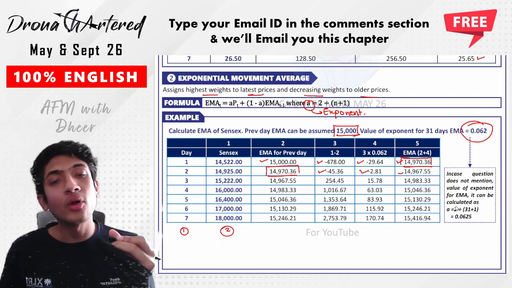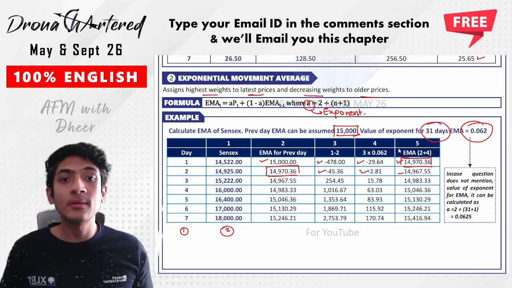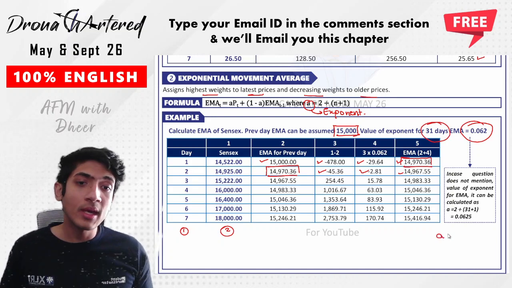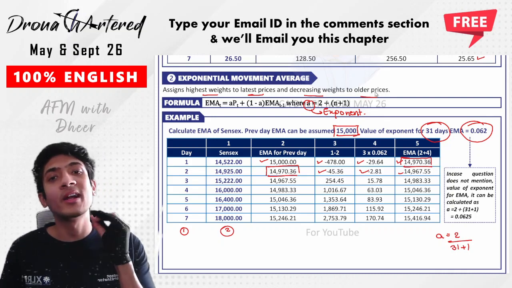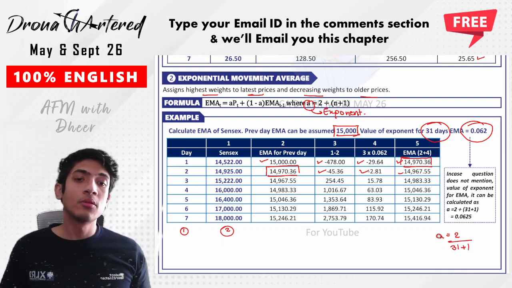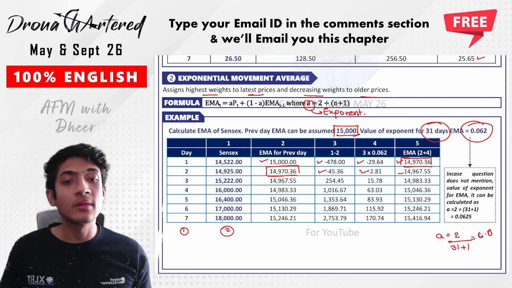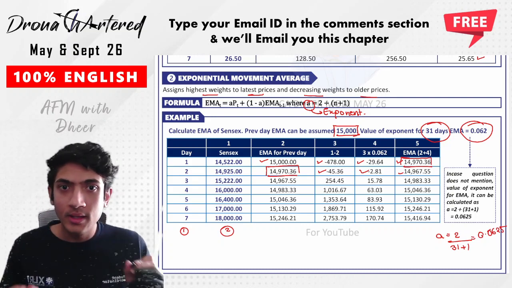Since the number of days is 31, because over here what does it say? It says calculate EMA for 31 days. So therefore A is equal to 2 upon 31 plus 1. It is the same formula, 2 divided by n plus 1. So A is equal to 2 divided by 31 plus 1, which will give you the same value, that is 0.0625. Is that clear? Easy.